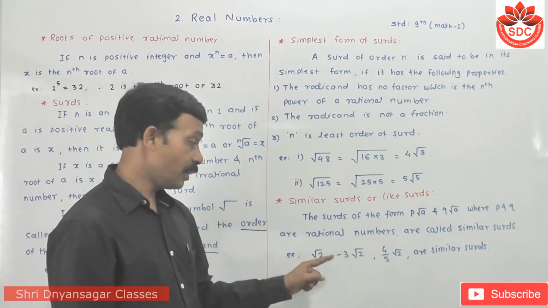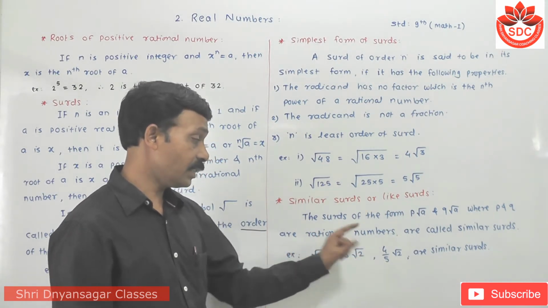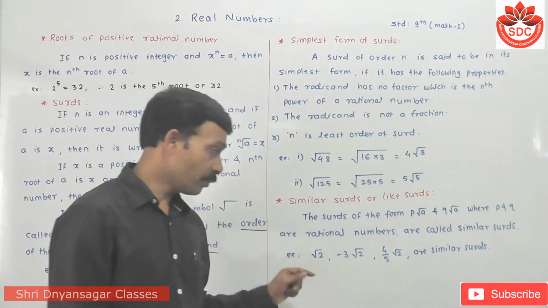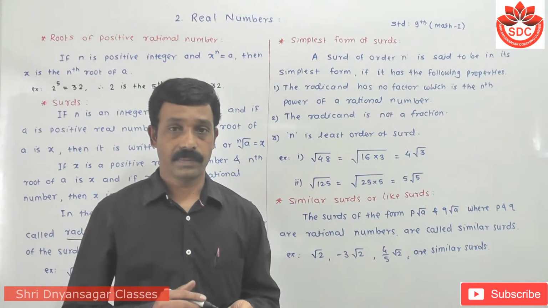But the p and q values are different here. Here 1 minus 3 root 4 upon 5 is a rational number. So all these types of surds are similar surds. Okay, we take the next point here.